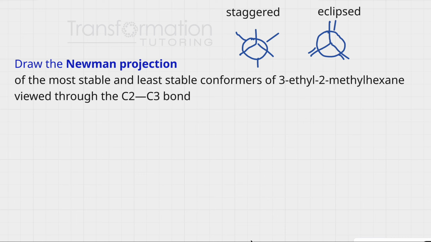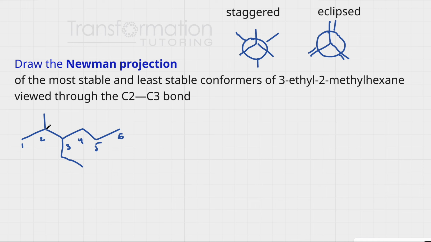Draw the Newman projection of the most stable and least stable conformers of 3-ethyl 2-methylhexane viewed through the C2C3 bond. So the first thing that we need to do is draw our molecule. We have a hexane, so we can draw a 6-carbon zigzag and number it 1, 2, 3, 4, 5, 6. 3-ethyl means that there are 2 carbons attached to carbon number 3, a 2-carbon chain, ethyl. And 2-methyl means there is 1 carbon attached to carbon 2.